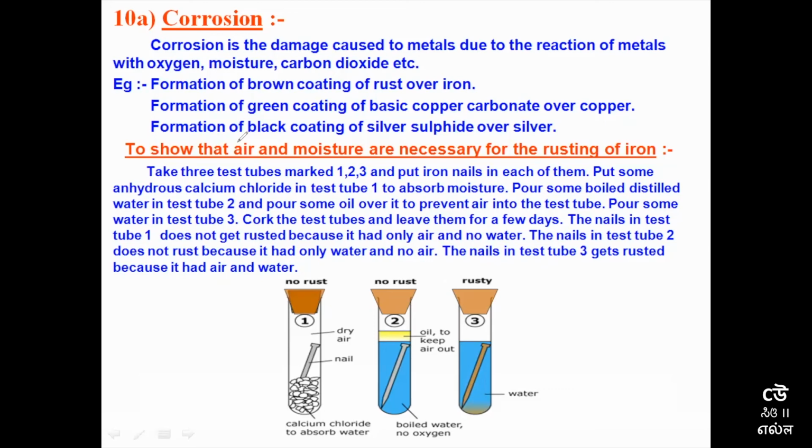Then we'll pour some boiled distilled water in test tube 2 and pour some oil over it to prevent air from entering the test tube. Lastly, pour some water in test tube 3. Cork the test tubes and leave them for a few days.